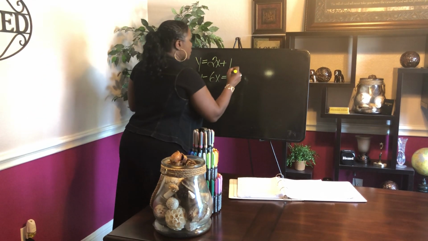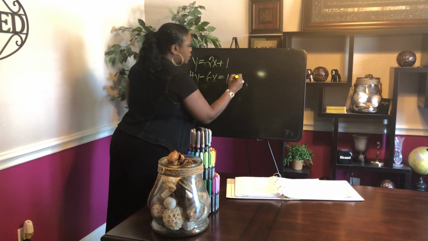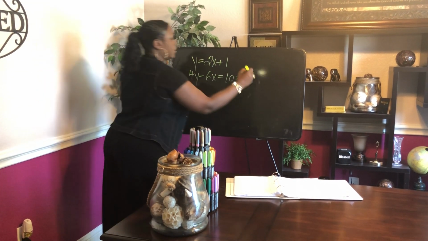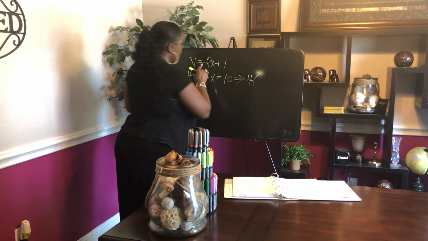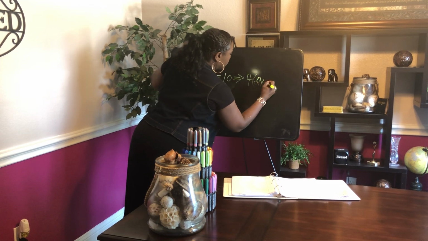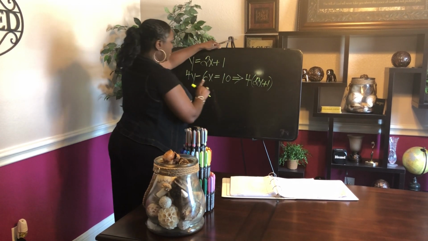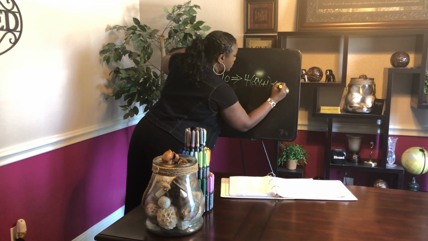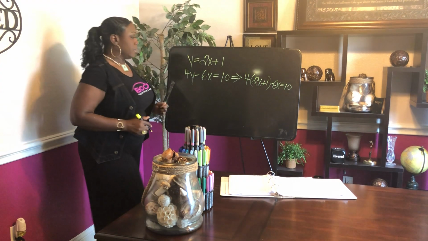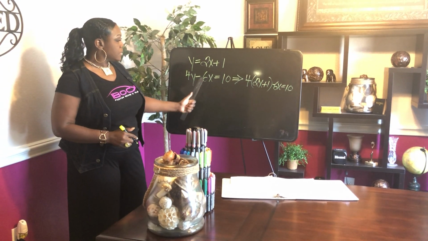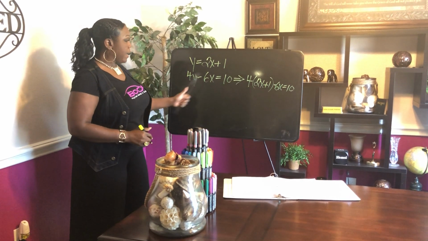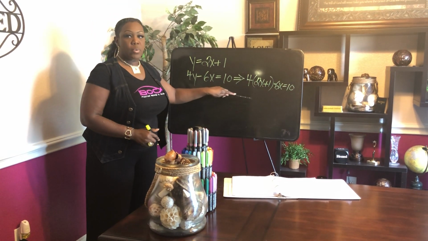Okay? So we're going to use this second equation, and we're going to transform it. 4y becomes 4 times (2x plus 1), minus 6x, equals 10. So we went from having our variables to substituting 2x plus 1 for y, and now our equation is set up to where we can solve.